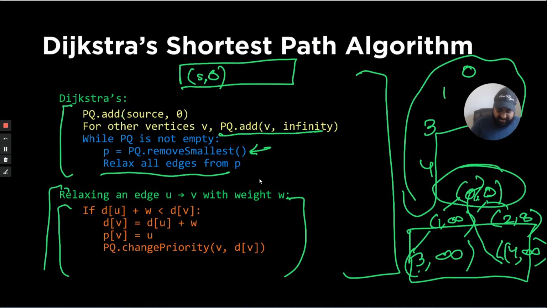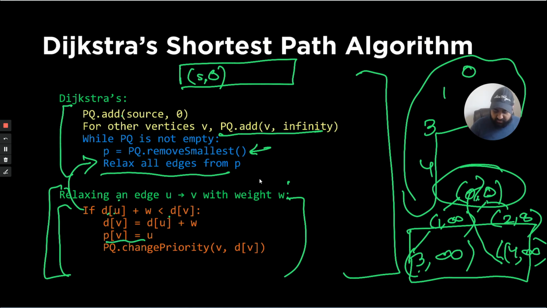So this relaxation could be right here, or you can have that as a standalone function. You are basically checking if du plus weight, for every edge u to v, you're going to check if the shortest distance to u plus the weight of the edge is less than the current shortest distance at v. Then we are going to replace the current distance of v with du plus weight.